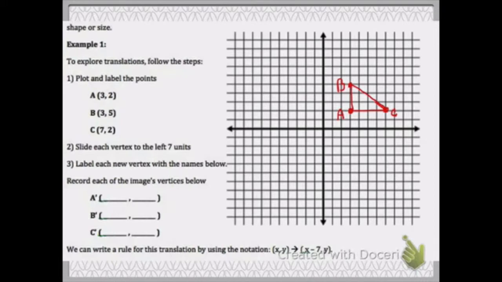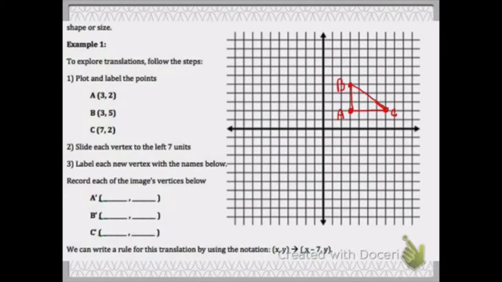So hopefully when you plotted your ordered pairs, you got the same triangle that I did. Notice that I have connected the dots to make the triangle, and that I have labeled each vertex, or each corner, with the capital letter. Then we're told to follow step 2. We're going to slide each vertex 7 units to the left.